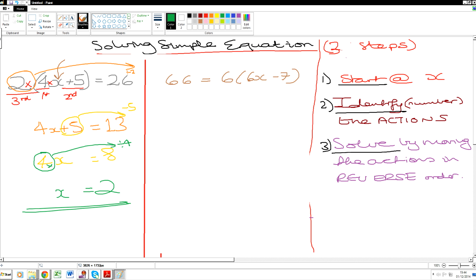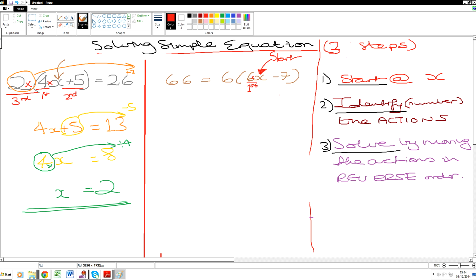Let's have Ruqayya lead on this question. Where do we start the question? At the x, not the third one. We start the equation at x by looking at the x. So tell me, what is the first, second, and third action in this particular question? First action is the 6x? You mean times by 6, which is the first action. The 6x is not the first action.